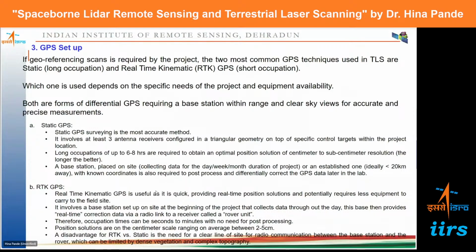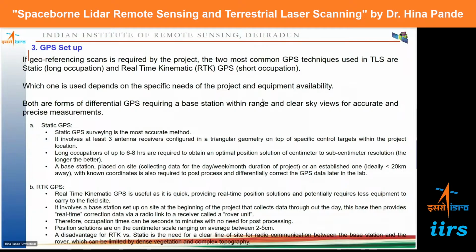Then, how to do the GPS setup for the study area. If georeferencing of the scans is required for the project, then the two most common GPS techniques that we can use in a terrestrial laser scanning project are static, where we do a long occupation, and RTK, or real-time kinematic GPS. Which one we use depends on the specific needs of the project and the equipment availability. Both forms of differential GPS require a base station within range and clear sky for accurate and precise measurement. For the static GPS, it is very accurate.